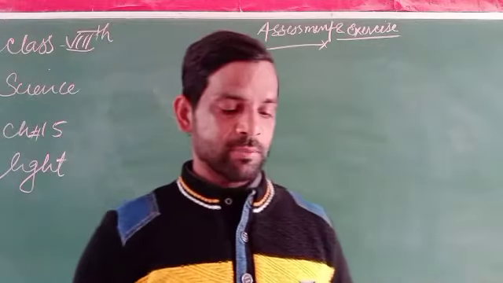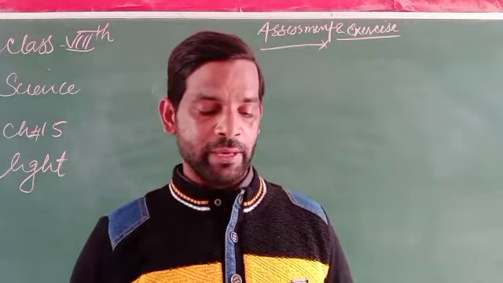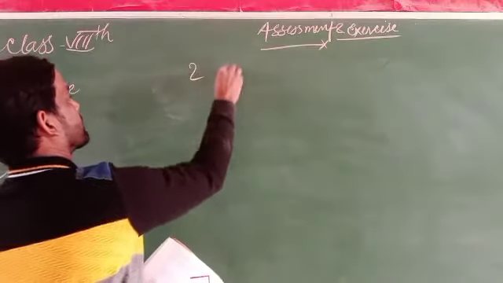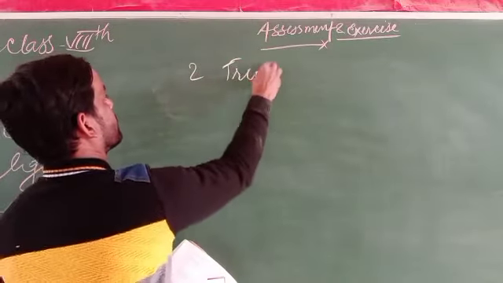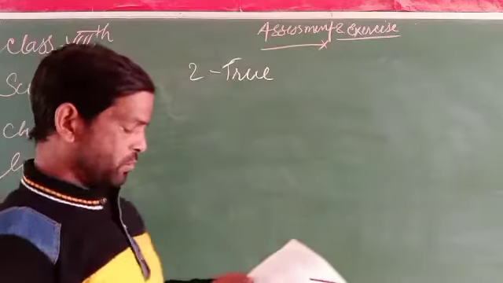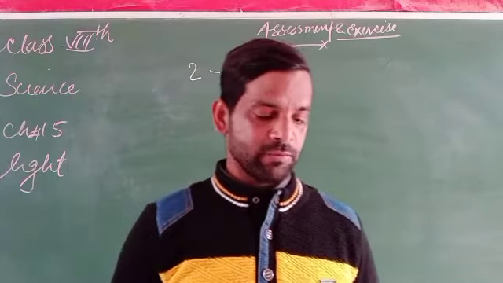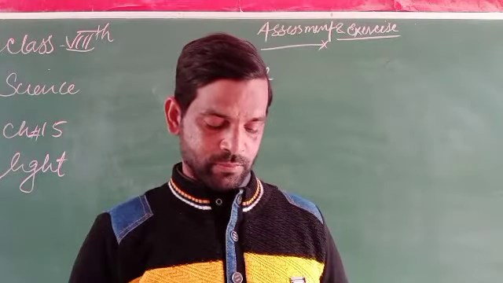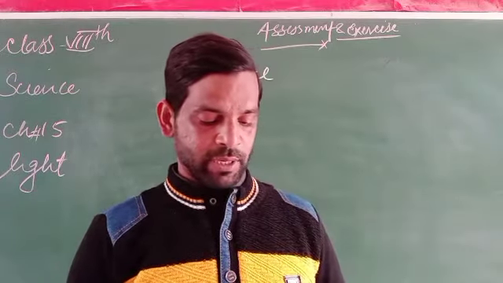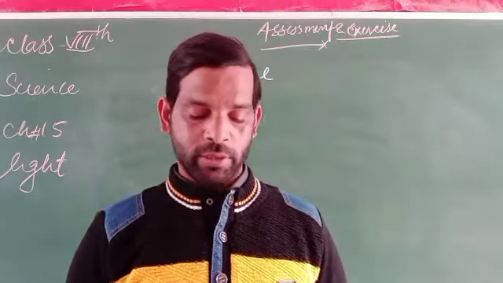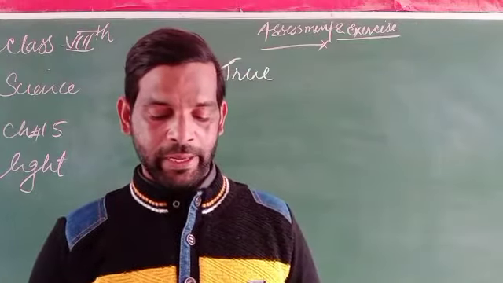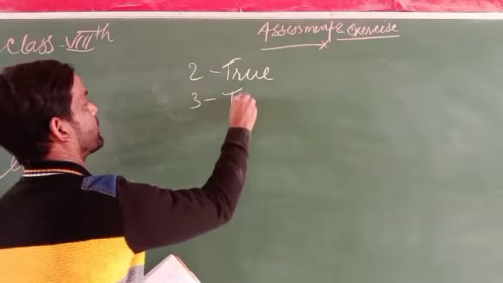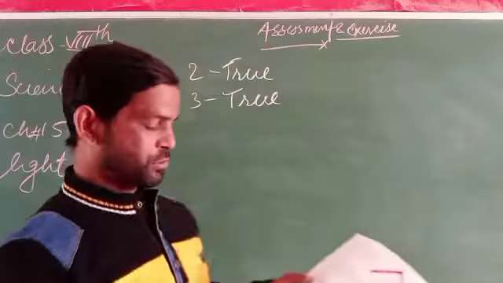Now question number 2. Ciliary muscles are responsible for the accommodation of eyes. Accommodation of eyes, that is the correct answer. Question number 3. The number of images formed depends upon the angle between the mirrors. The number of images formed depends on the angles between the mirrors. Question 3 is true.